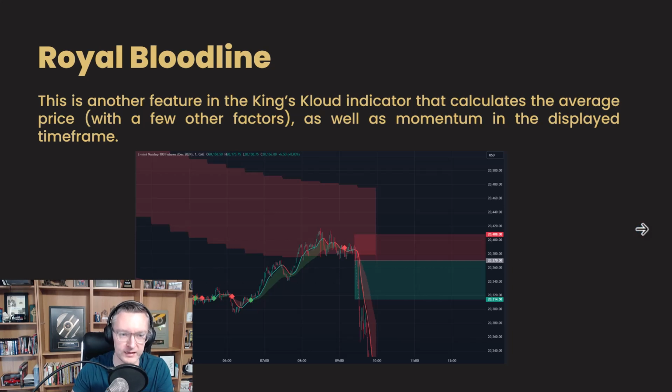So Royal Bloodline, this is another feature in the King's Cloud indicator that calculates roughly the average price. There's a few other factors in there. Again, it's my proprietary formula, as well as the momentum. So again, we went over this red cloud. The King's Cloud is the name of the indicator. We went over the King of Diamonds. Again, that could be green or red for upward or downward direction accordingly. But there's this other green and red line, this thin line here of the price. I call that the Royal Bloodline. That's a dumb, corny name, but I needed to come up with something that had to do with royalty for my brand around King Capital Trading. So I was like, Royal Bloodline?